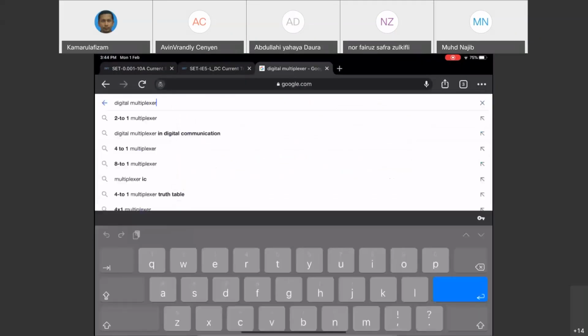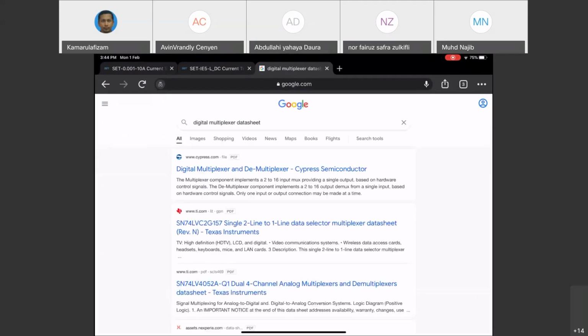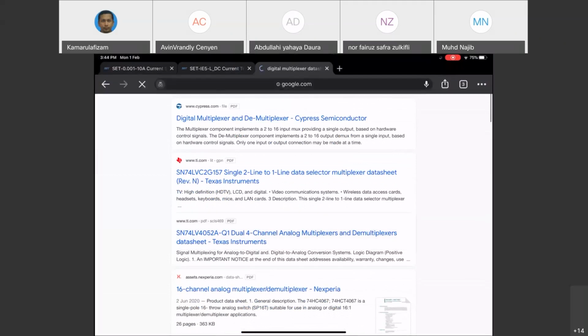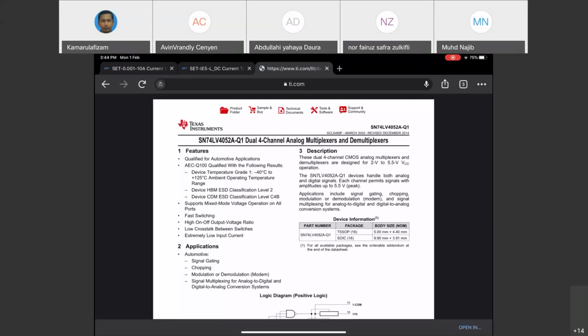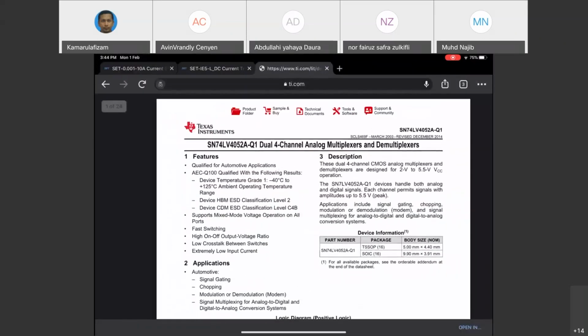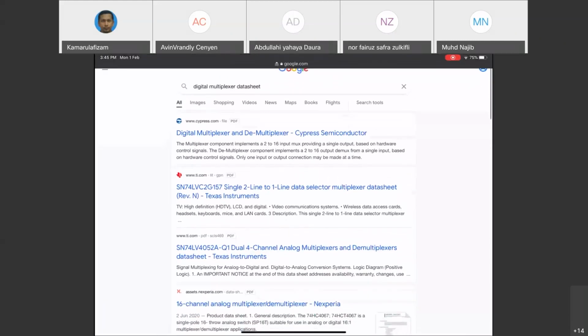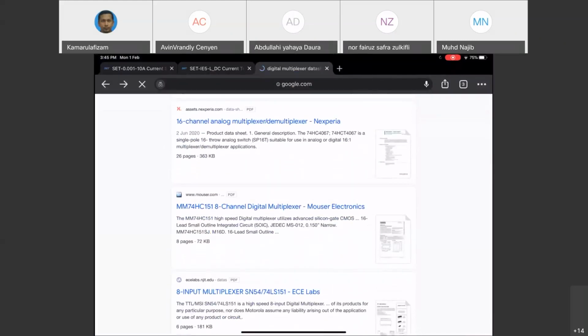I'm looking for datasheet. Any kind of digital multiplexer, 4-channel analog multiplexer. Let's randomly take this one and see what they have to offer basically. Alright, now we are looking at SEMM3252, 4-channel analog multiplexer. Sorry, this is analog multiplexer, not digital. I'm looking for digital one. Let's go back. Analog multiplexer, digital multiplexer. Let's come down here.